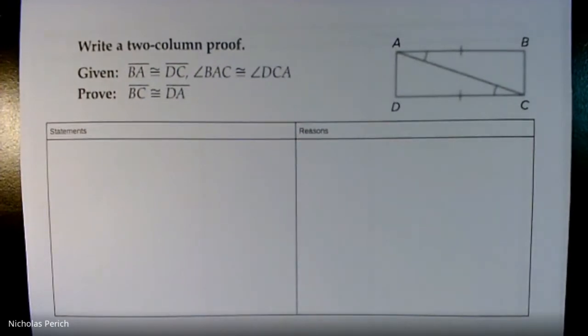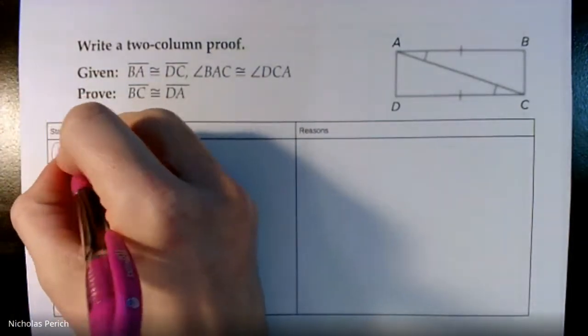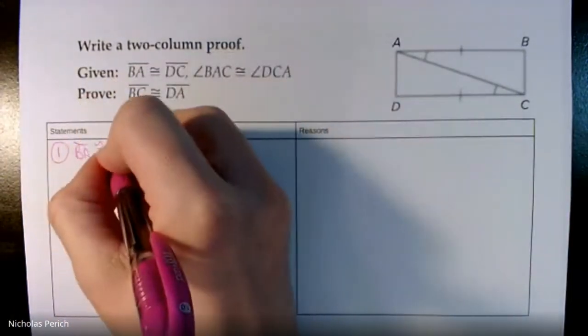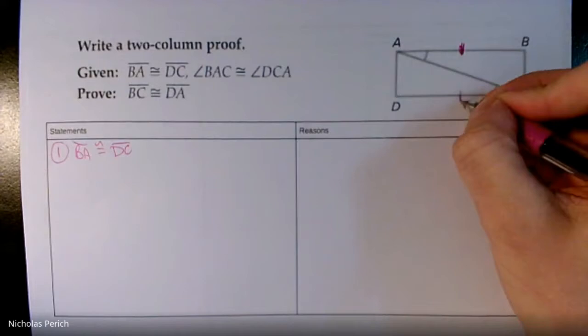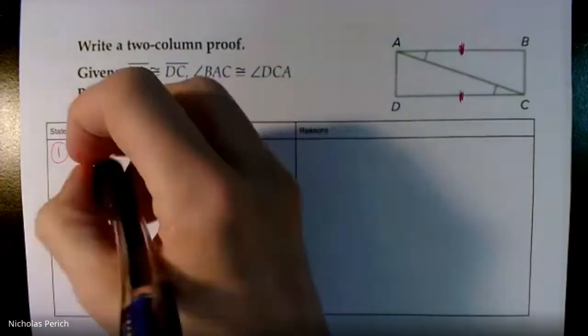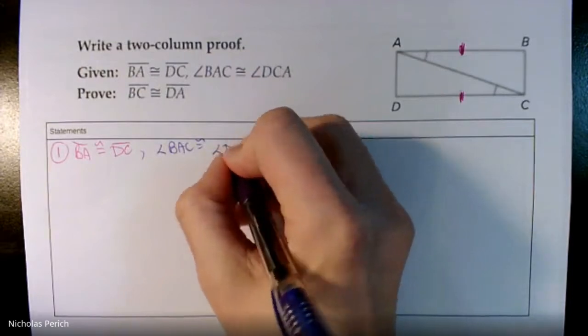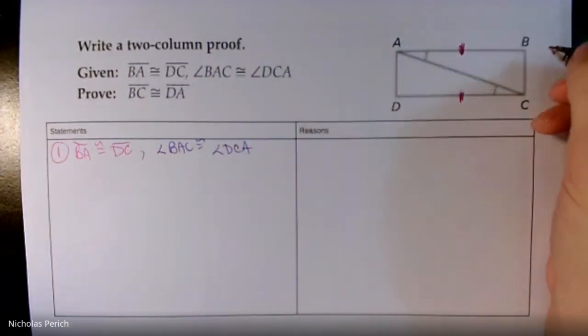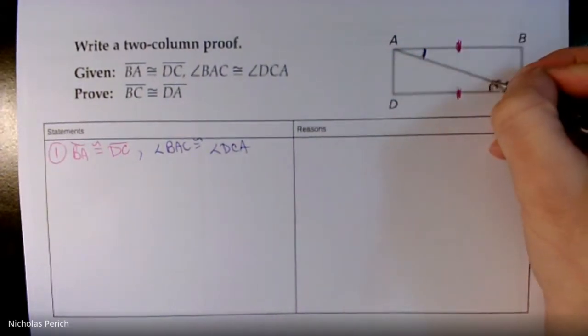Proof 1 of 5 proofs. Write a 2-column proof. I'm given BA is congruent to DC. So one side, BA, is congruent to side DC. That's this guy, that's this guy. I'm also given that angle BAC is congruent to angle DCA. That's BAC, this guy, and DCA, this guy.